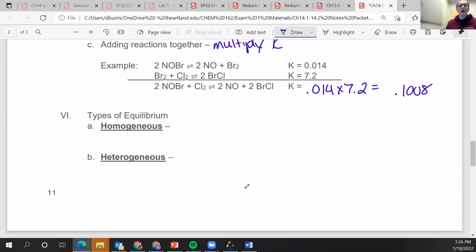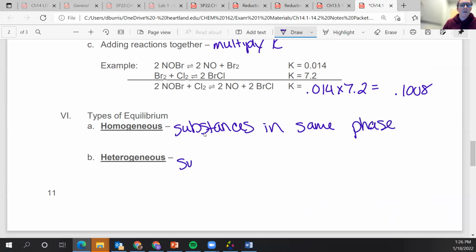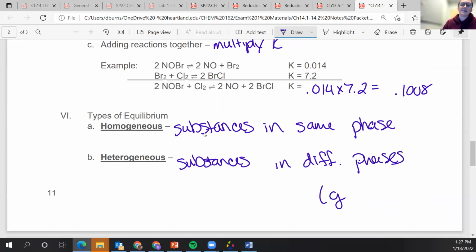Okay. A couple of other vocabulary terms or different types of equilibrium. You can have a homogeneous equilibrium or a heterogeneous equilibrium. You can probably figure out what that means, right? Homo would mean they're the same. So substances are all in the same phase. So reactants and products, substances in the same phase, meaning like gas or aqueous or whatever. And if it's heterogeneous, substances in different phases. So that would be like if I have gases and liquids in my reactants, something like that.